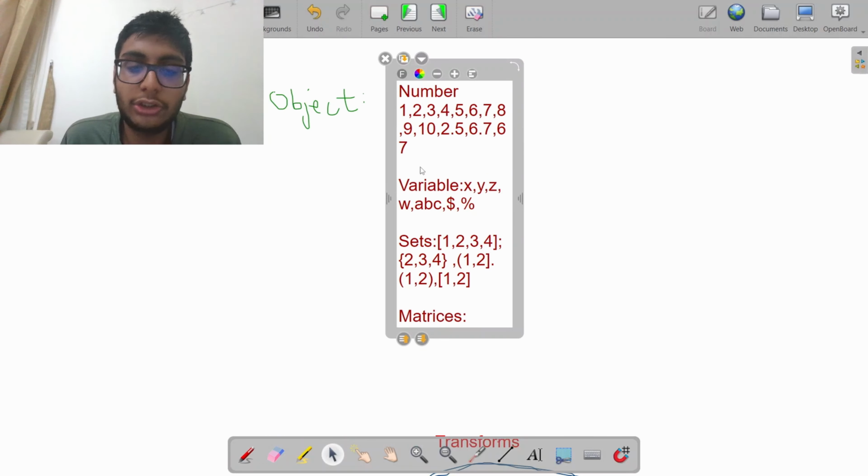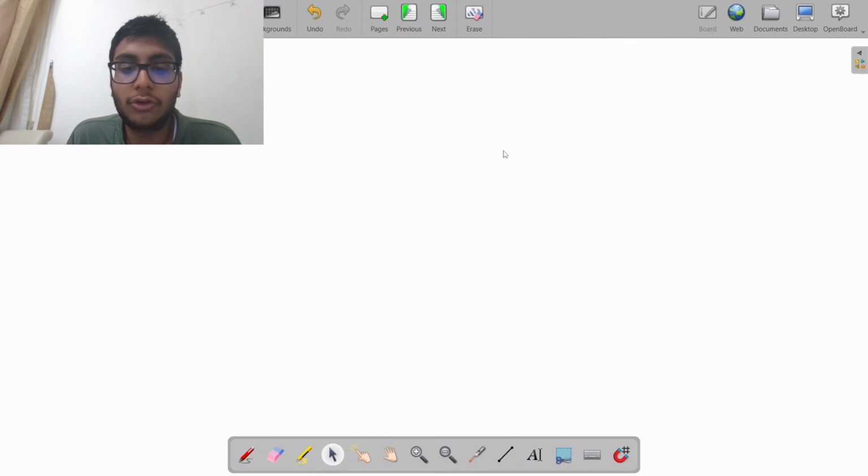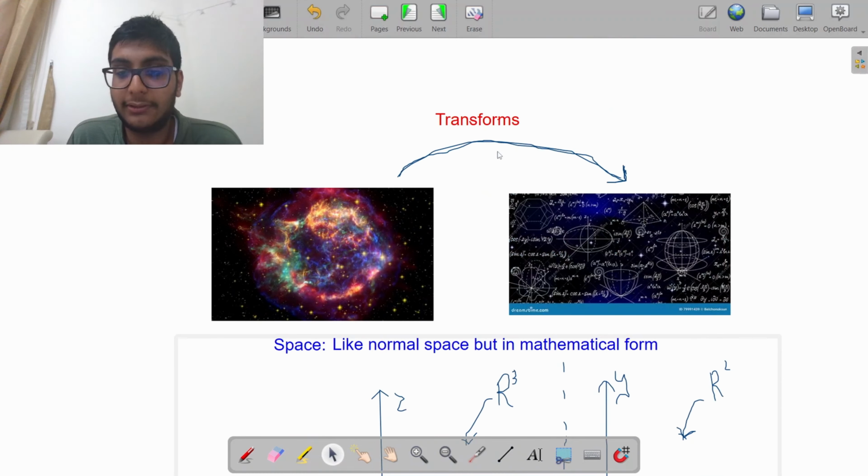But for now, what you need to learn is that an object is anything you can use to represent the real world in a more mathematical form. Like you can think of the space we live in as a 3D space, and the distance we walk as numbers. So, this is all about spaces.